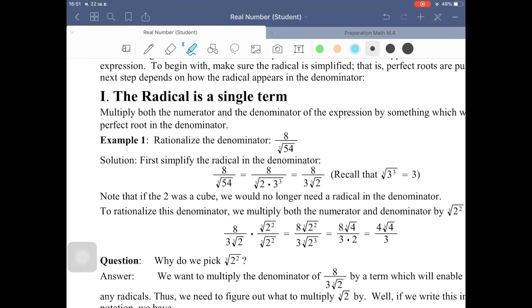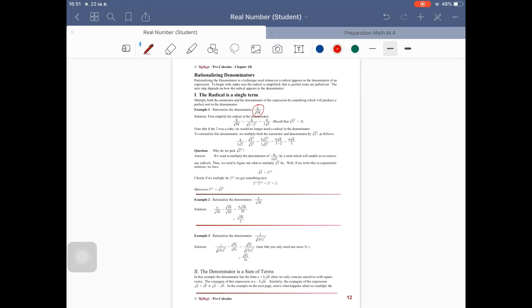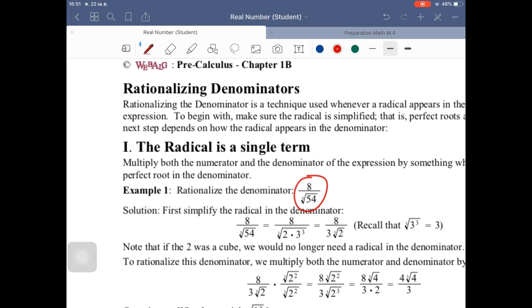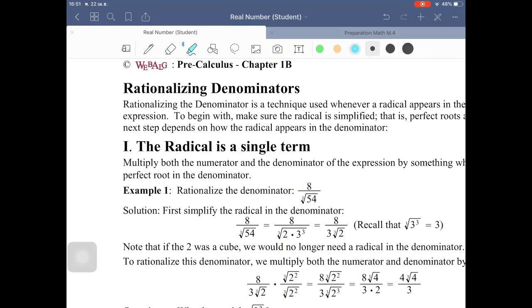For example, this is on page 12. Okay, page 12. 8 over the cube root of 54. So the first step, we simplify the radical in the denominator first. We simplify this one first.